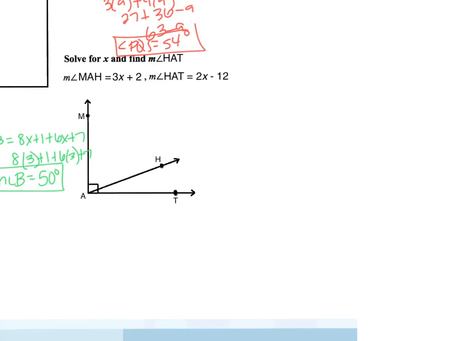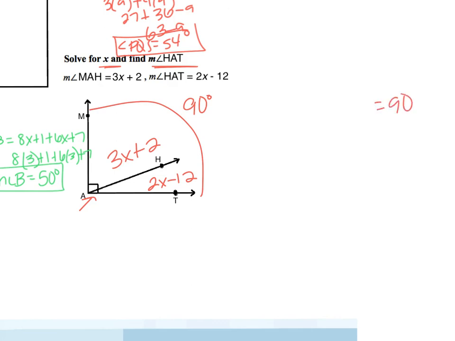All right, last problem. Solve for X and find the measure of HAT. The measure of angle MAH is 3x plus 2, and HAT is 2x minus 12. Do we know that these angles are equal? No, they don't even look equal, so that won't work. But what do we know? Well, you can see that little right angle sign right there, so that means in total they're going to equal 90 degrees.